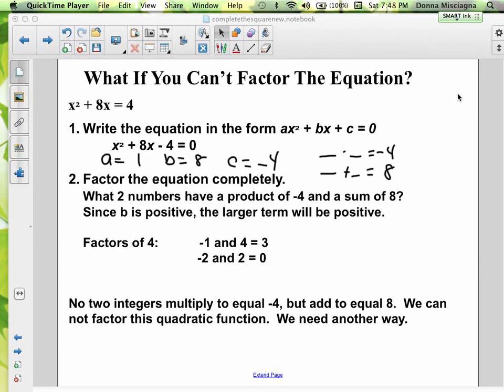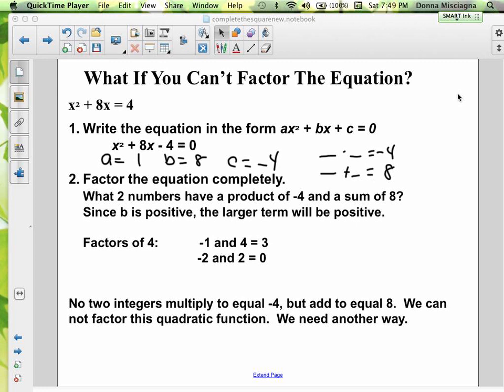All right, so we want to factor the equation completely. What two numbers have a product of negative 4 and a sum of 8? Well, since b is positive, the larger term has to be positive. All right, so here are the factors of 4: negative 1 and 4, and negative 2 and 2. That's it. 1 and 4, and 2 and 2.